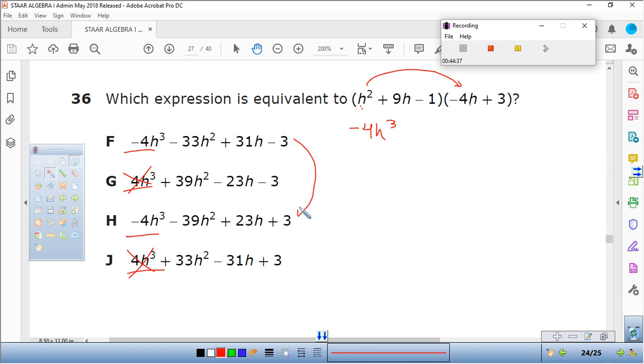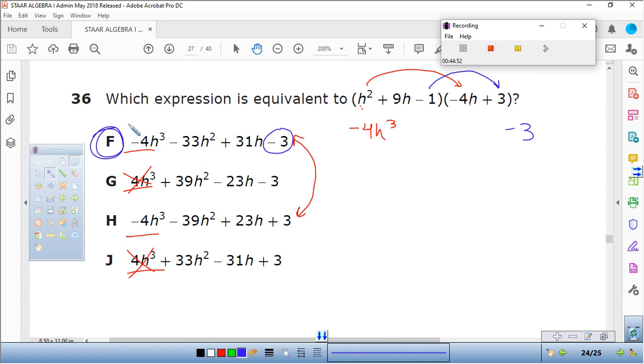Now look at these last two things. What do you know about those last two things? Well, they come when you multiply the last things. What's that times that? Boom. That was pretty easy, right?